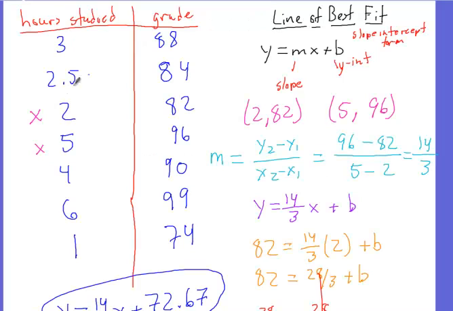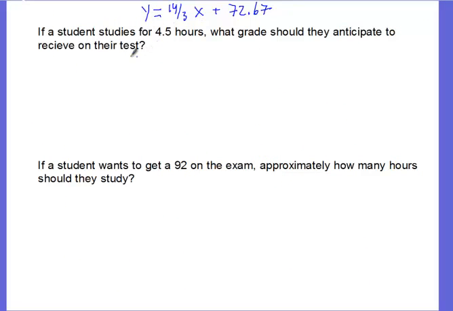If we go back to the data collected, no student studied for 4.5 hours. But we did have a student that studied for 4 hours and got a 90, and 5 hours got a 96, so we're going to say it's somewhere between there. With our line of best fit, we can calculate what they should get, or anticipate to get, because the line of best fit only gives us an educated guess. It's not definite because nothing's perfect in the world.